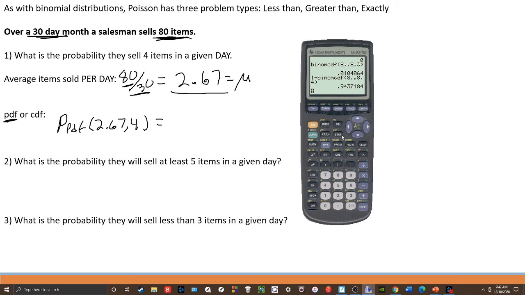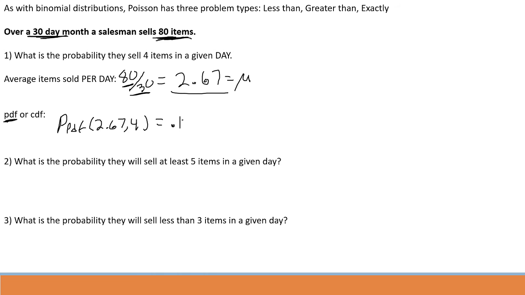So we're going to go to distribution again. We're going to go down to where it says Poisson PDF, and we do 2.67, comma 4. And we get about, again, a 15% chance or so. 0.147. We'll round correctly here. So about a 14.7% chance. Okay? So Poisson PDF, Poisson CDF work the exact same way as binomial. It's just that you have the average to look for, not the n, p, and x.